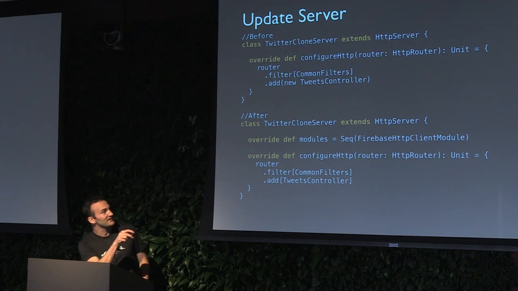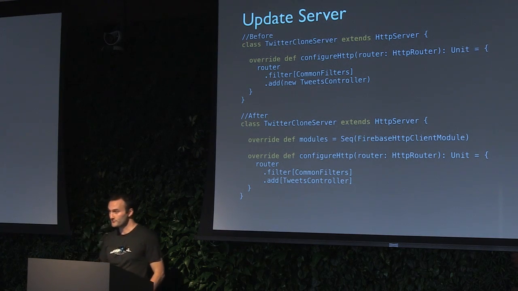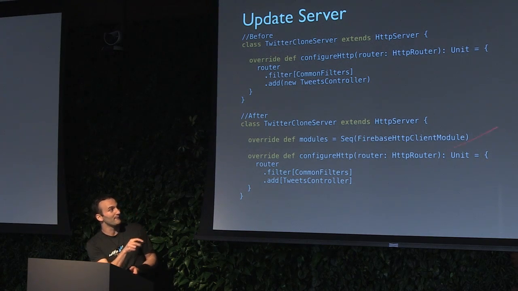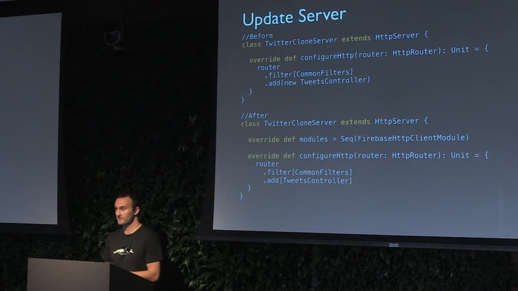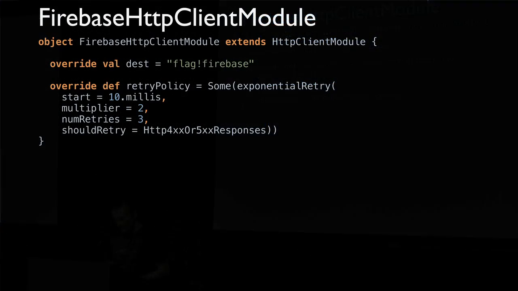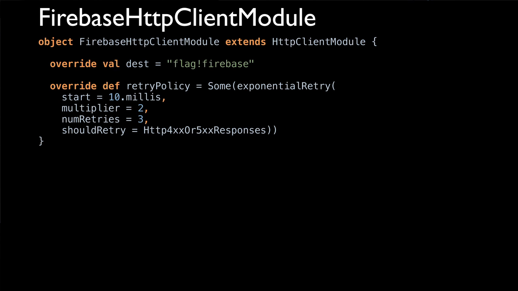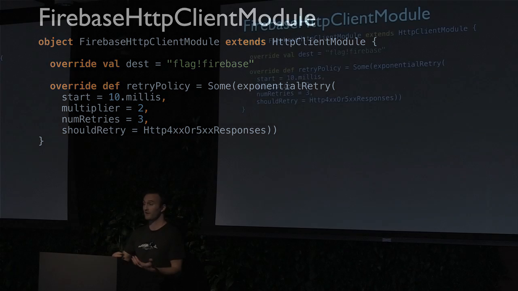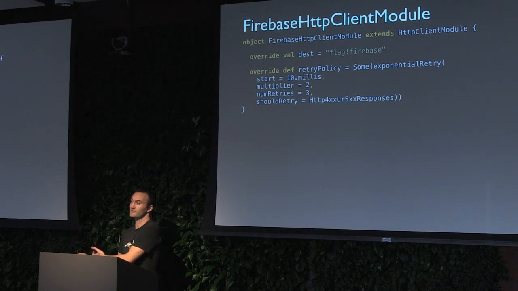You'll also notice that we provide a sequence of modules. These are Guice modules that, if needed, can provide additional configuration, which is needed to create some of the classes that you need. So in this case, we have to provide a module that says how to create a Firebase client. So here's an example of what that Firebase client module looks like. And the reason why we need this is we have to specify where the actual Firebase external service is located.